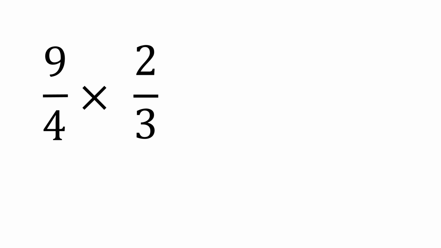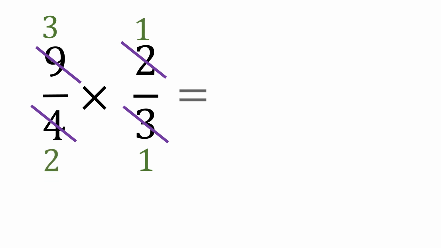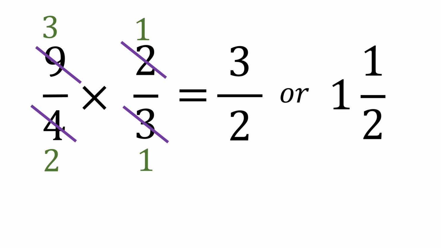So let's continue. Let's do cross cancellation. So 9 and 3 are divisible by 3. So that's 3 and 1. 2 and 4 are divisible by 2. So 2 divided by 2, that's 1. And 4 divided by 2 is 2. So this is equal to 3 times 1 is 3, and 2 times 1 is 2. Or in mixed form, 1 and 1/2.